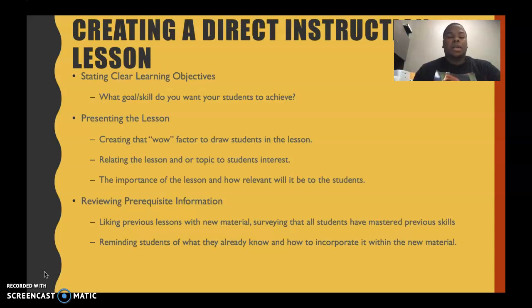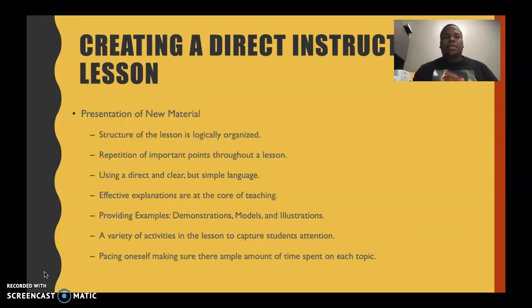That's really big, especially with prerequisite information, because you're building on information from prior to the grade they were in, or prior to the lesson, and establishing that on top of the new material. Learning is basically like a building block.